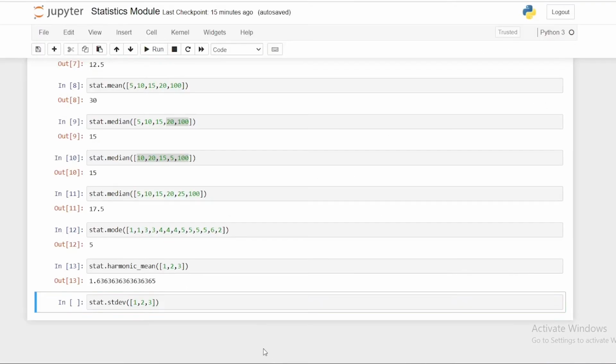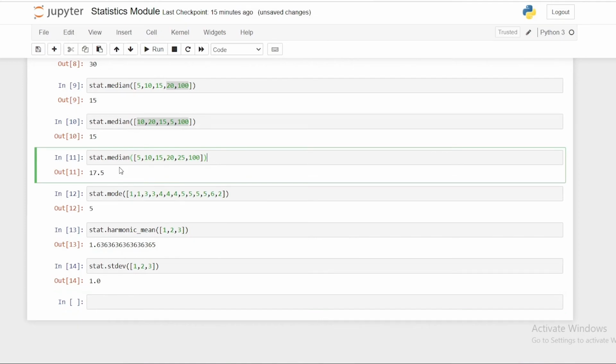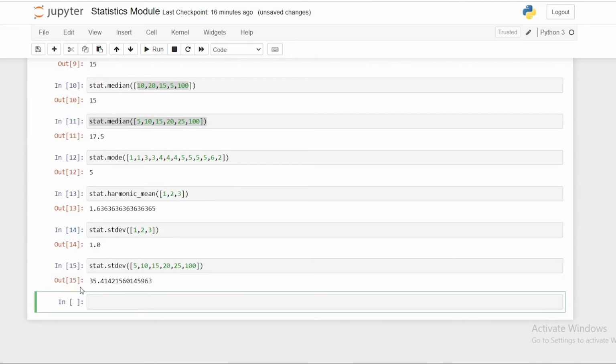So now let's go and print this out. Here you can see that it's going to give us a 1. Let's find the standard deviation for a different set of values. Let's take this set of values and find the standard deviation for it, using stdev. Here you can see it's 35.414. So this is the standard deviation for the given numbers.